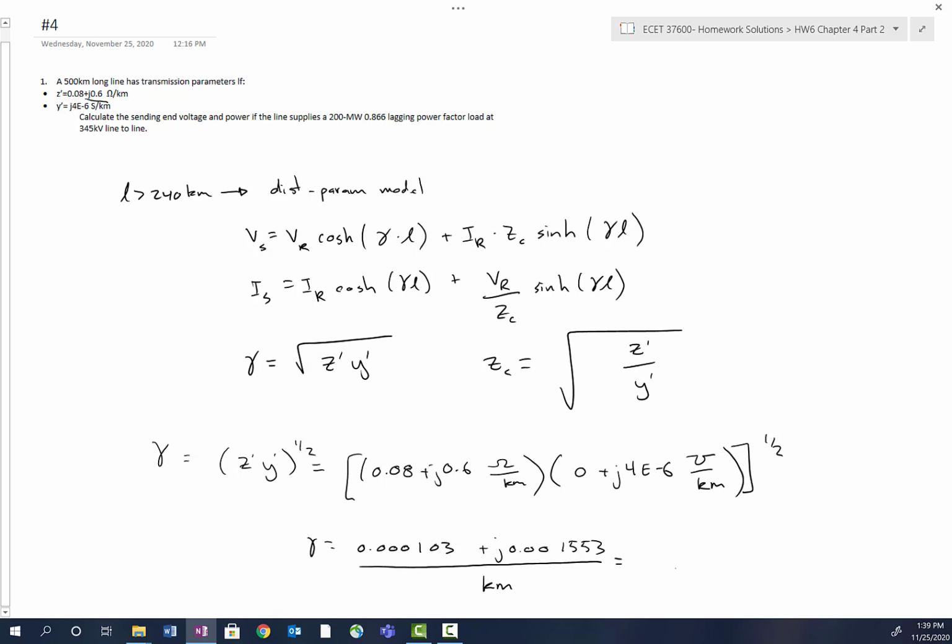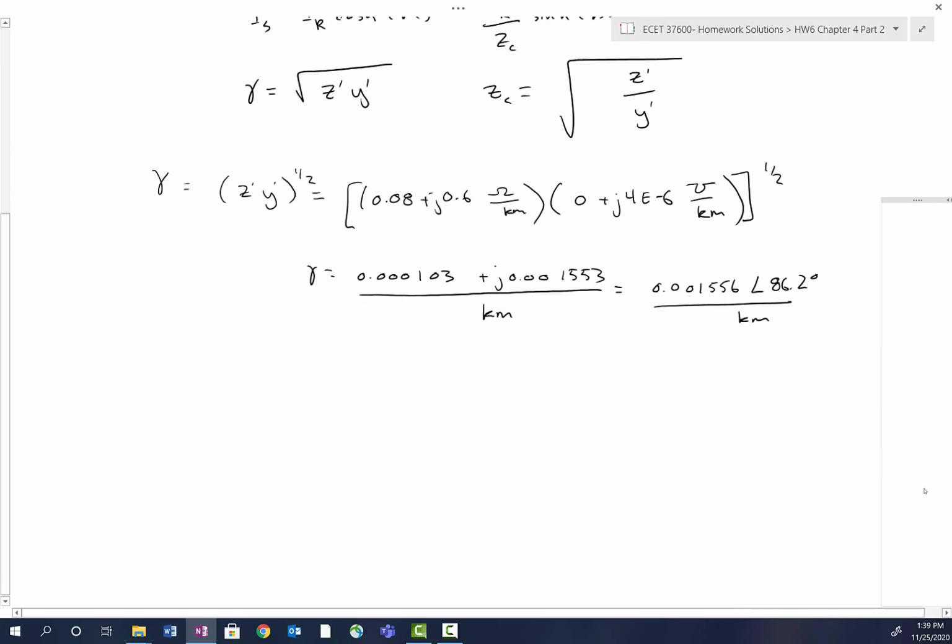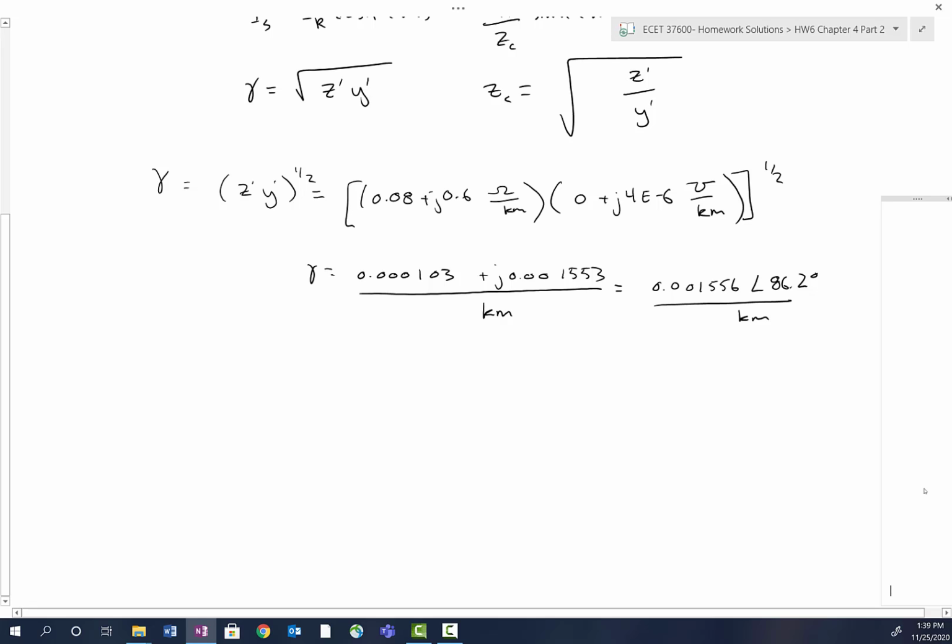The first thing I do is convert the rectangular number into a polar number: 0.001556 at an angle of 86.2 degrees per kilometer. So that's my polar calculation there, and I still can't use that. We have to convert that degrees into radians, and that means that the complex propagation constant is equal to 0.001556.